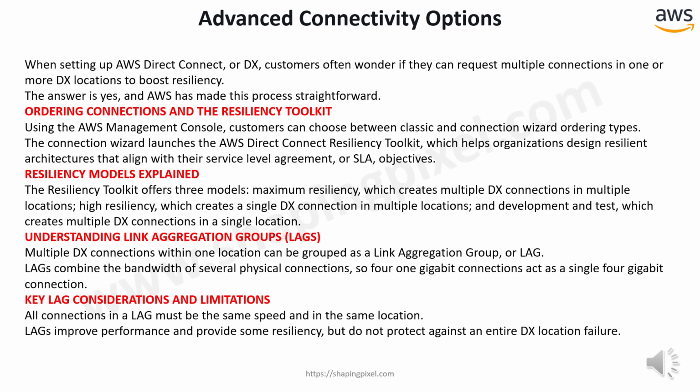a single location. Understanding link aggregation groups, or LAGs. Multiple DX connections within one location can be grouped as a link aggregation group, or LAG. LAGs combine the bandwidth of several physical connections, so 4 1-gigabit connections act as a single 4-gigabit connection.